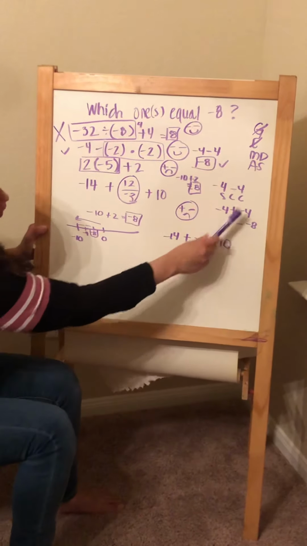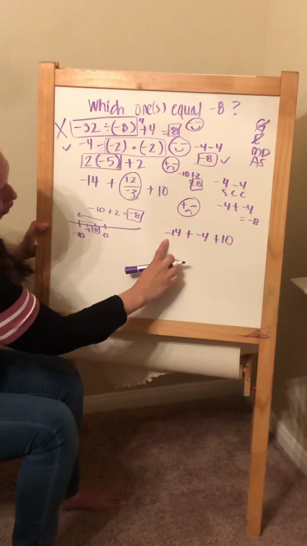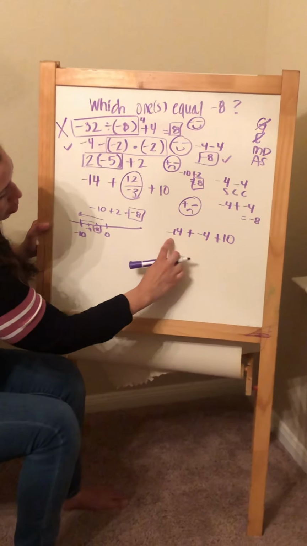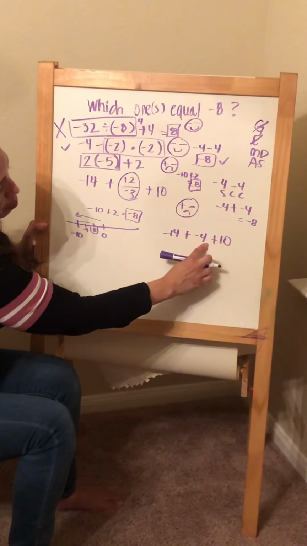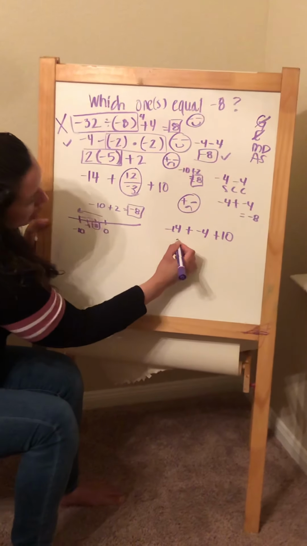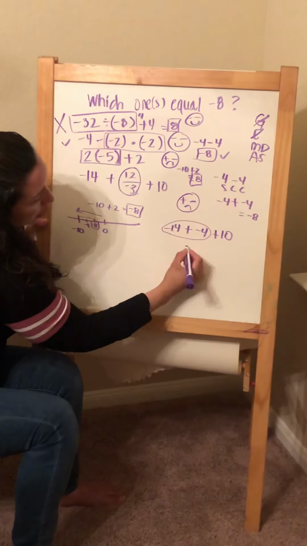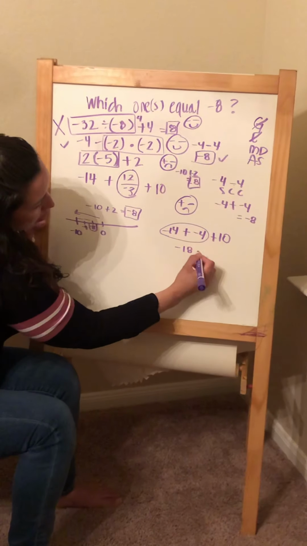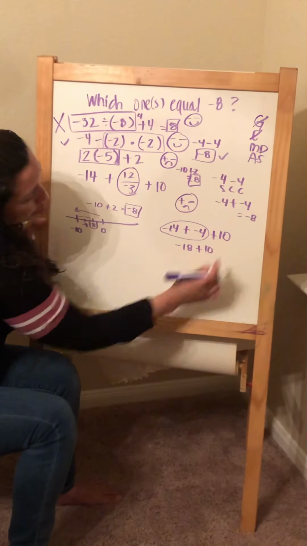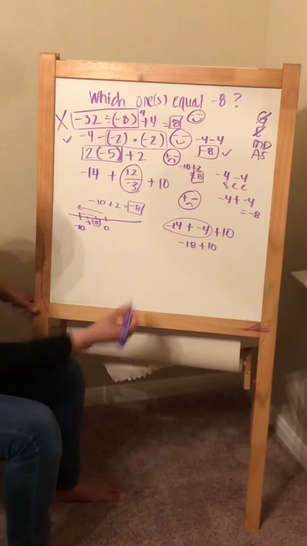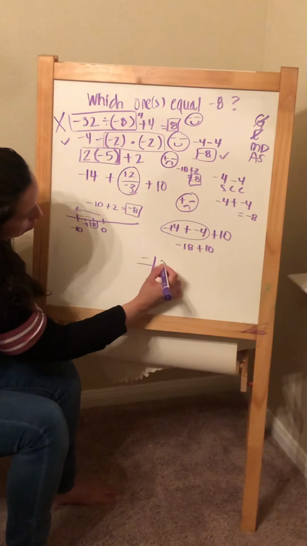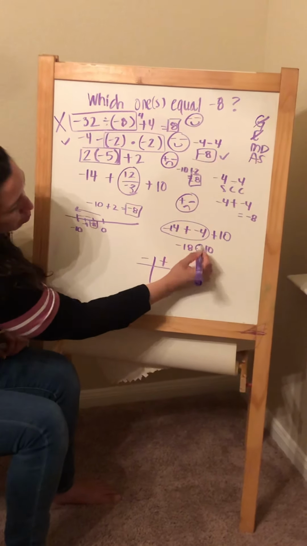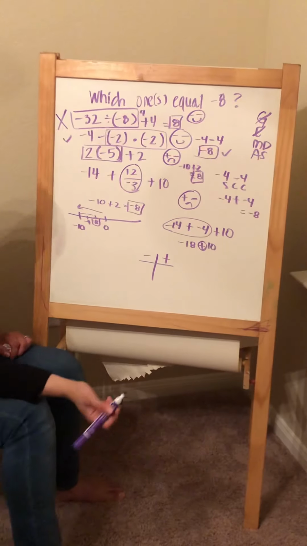And now we've got left to right, adding and subtracting. We've got addition first. So -14 minus 4. Now you've got all negatives, so that's -18. You're going to add +10. Remember the scoreboard? Because it's an addition problem, it looks just like a scoreboard.